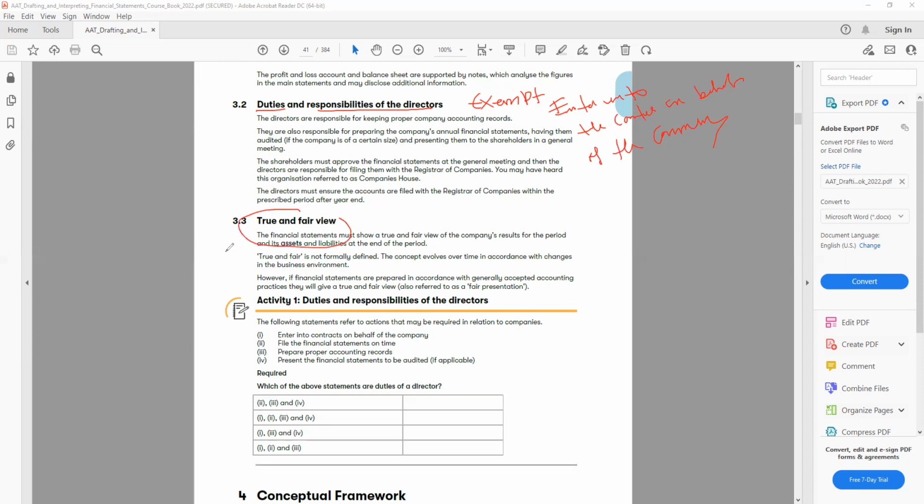True and fair view. True and fair view means the financial statement has to be true and fair. There are two words here, true and fair. The meaning of true is that all the information has to be accurate and arithmetically correct. So all the figures we have on the financial statement have to be true. And fair means it has to have a logic, like proper logic. For example, sometimes some information is true, but unless you know whether it is fair or not, it will be very difficult to take the decision.